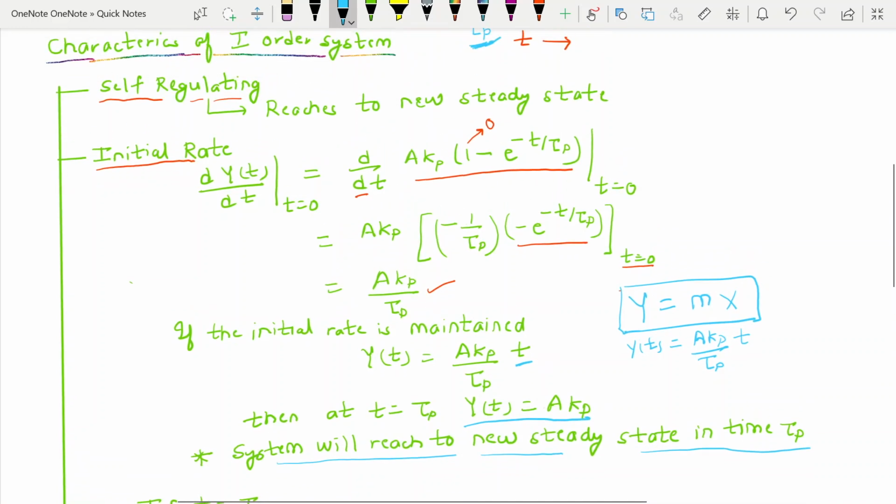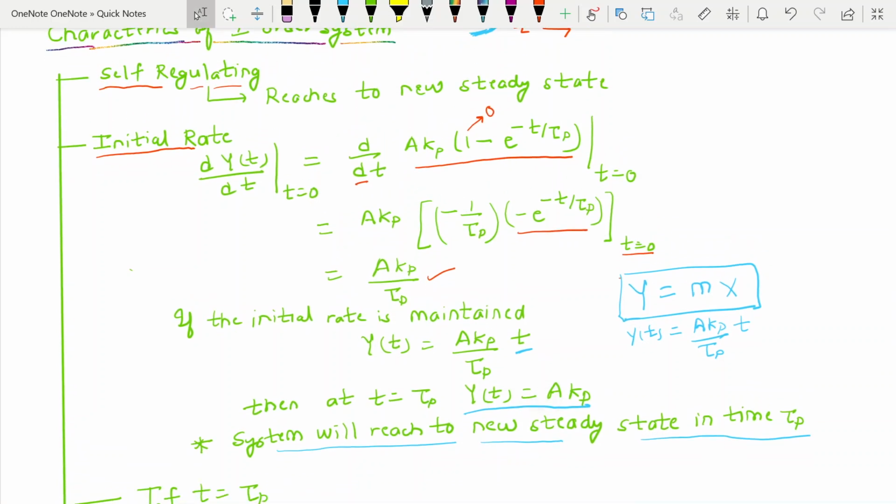Okay, so first property is self-regulating. That means the system reaches its new steady state. Second property is, if the initial rate is kept constant, then the system will reach a new steady state in time tau p.